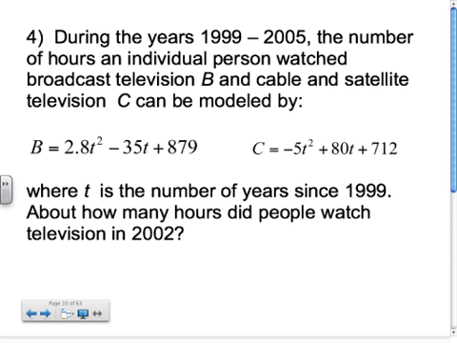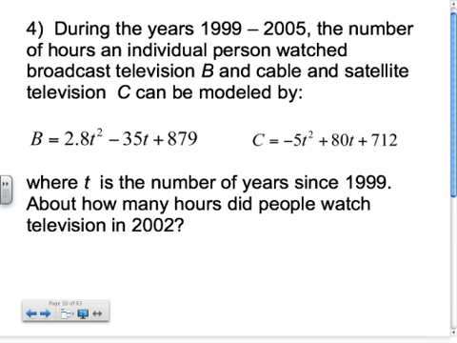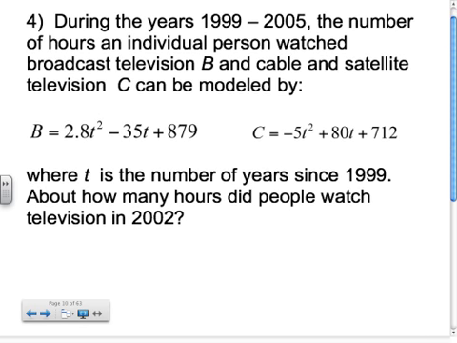And then here's one last story problem to finish up with. It says during the years of 1999 to 2005, the number of hours an individual person watched broadcast television and cable and satellite television can be modeled by those two expressions, where T is the number of years since 1999. About how many hours did people watch television in 2002? Well, again, you either watched broadcast or you watched cable and satellite. So the total number of hours people watched television in 2002 is very simply B plus C.